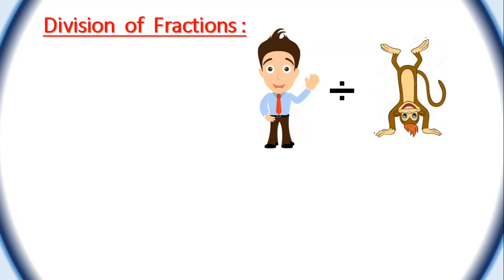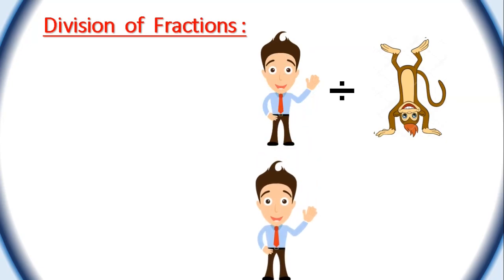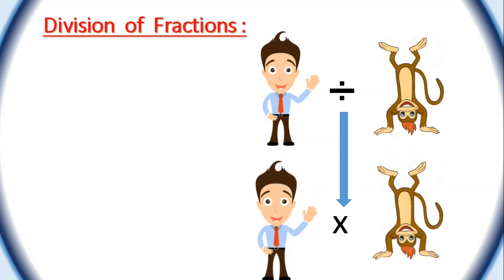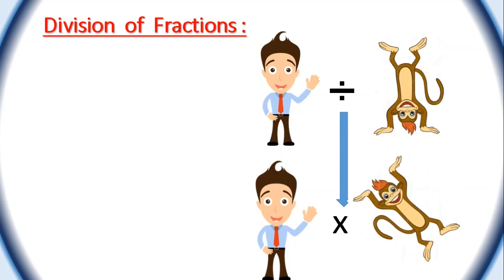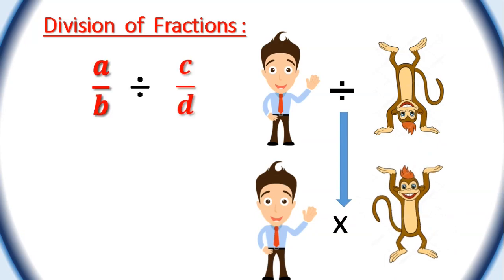First, have a look at this funny picture and try to deduce the rule of the division of fractions. What did you notice? If we have a over b divided by c over d, we keep the first fraction as it is, a over b, we change the division sign into a product sign, and we switch the second fraction into d over c.